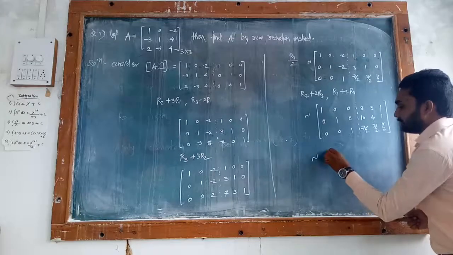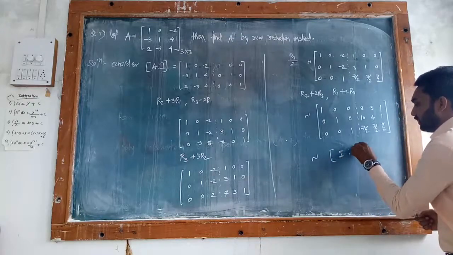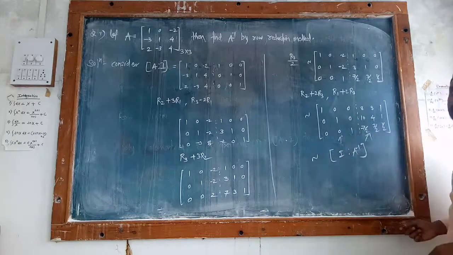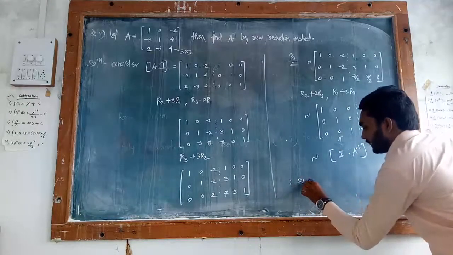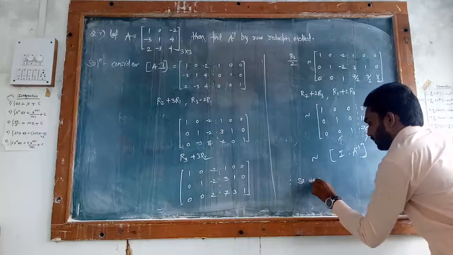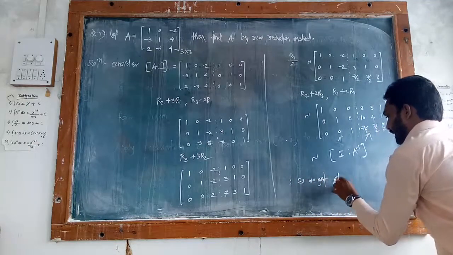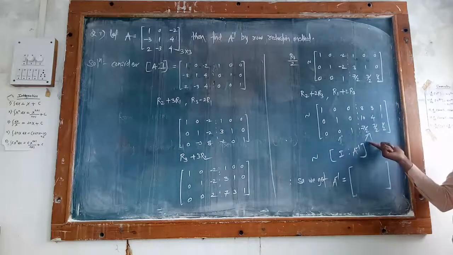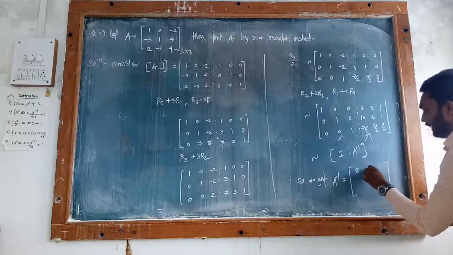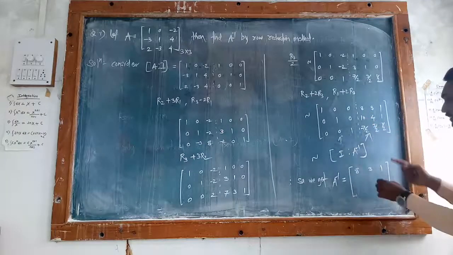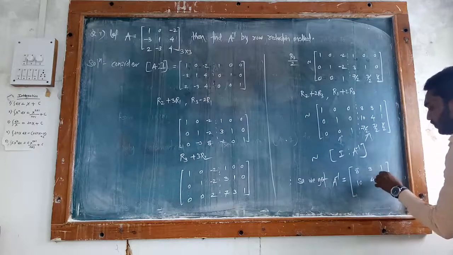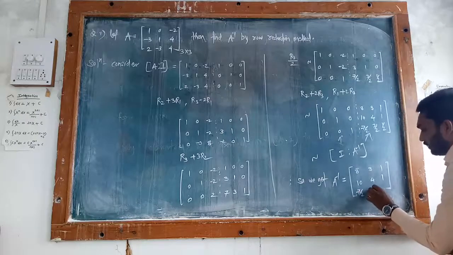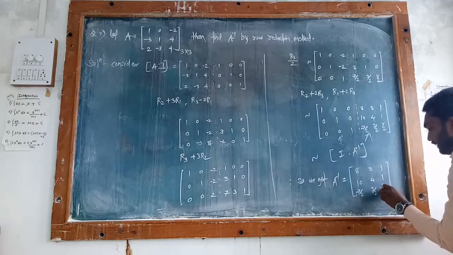So we get identity into A inverse. This is your identity matrix, and this is your A inverse matrix. So what is your A inverse? Your first row is 8, 3, 1. Second row is 10, 4, 1. What is your last row? That is 7 by 2, 3 by 2, and the last one is 1 by 2.